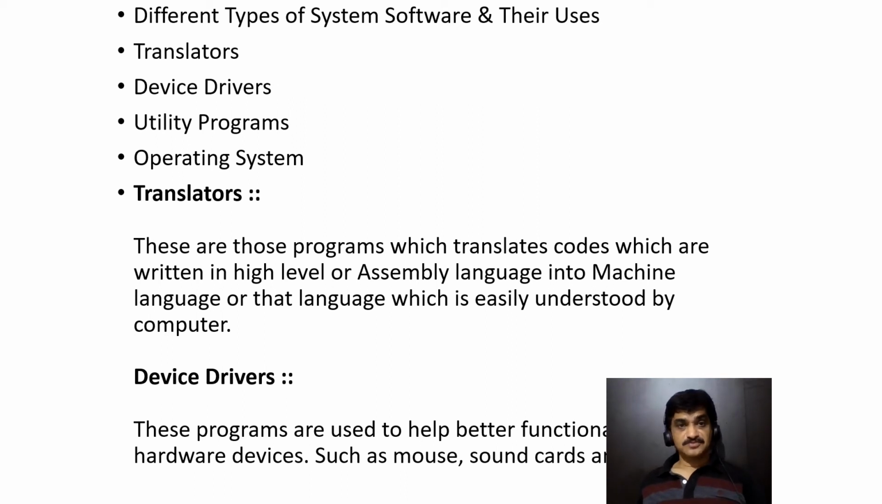Different types of system softwares are translators, device drivers, utility programs, operating system. Translators are those programs which translate code written in high level language and assembly into machine language. This we are going to deal with in depth a little bit later. Device drivers are the programs which help the better functionality of hardware devices such as mouse, sound cards and keyboards.